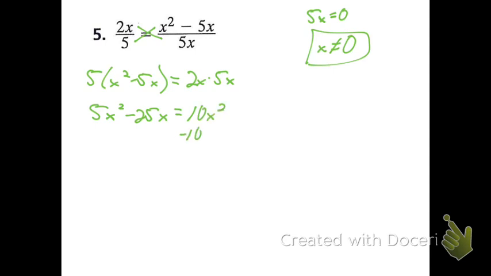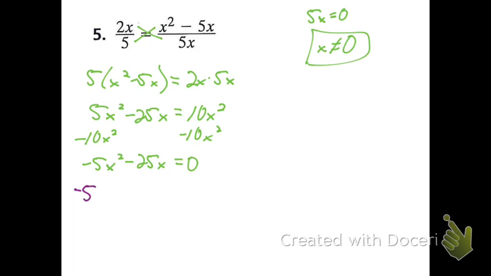So let's go ahead and subtract 10x squared to get one side set equal to 0. I'll end up with negative 5x squared minus 25x. That's equal to 0. Now I'm going to factor. Now we have a negative up front, so I'm going to take out a negative 5. Oh, that's an ugly looking 5. Hang on.